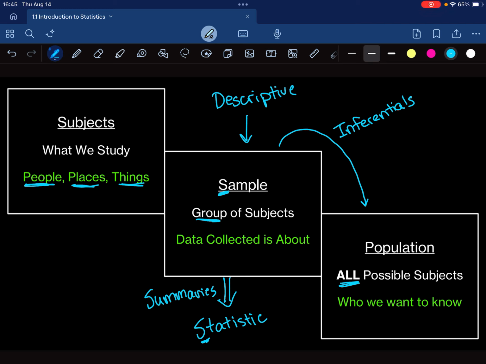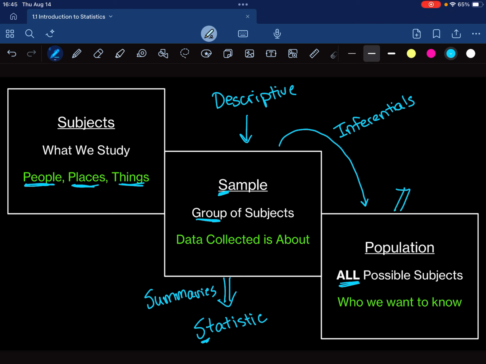Now, there are plenty of situations where there's not enough time or not enough money to go visit every single person, place, or thing that we care about. And so in that situation is where we come up with the idea of a sample as the people, places, things that we actually go and collect the data on. But we still want to recognize that the population is generally much larger than the actual sample.